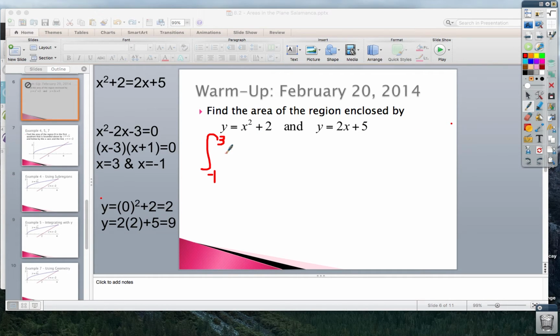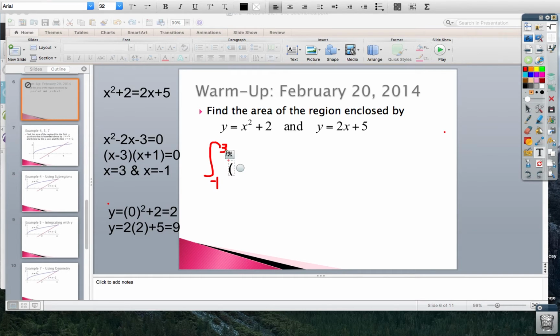So when we integrate now, we're going to integrate 2x plus 5 minus x squared plus 2. Remember, because we're doing the integration, we have to include the dx. We're going to put the entire thing in brackets. And so we're going to integrate this.